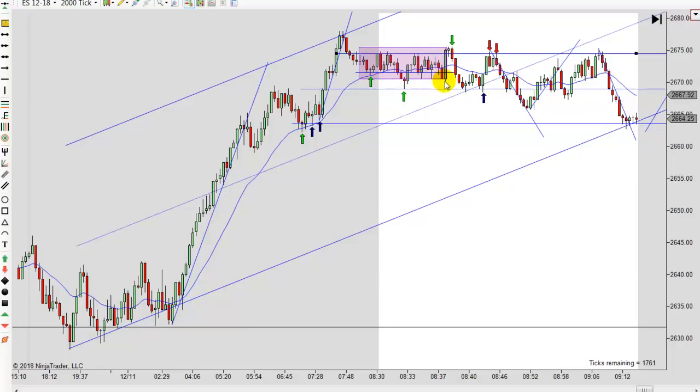And then you get another bounce here. That's a double test right there, but there's just not much room. And then you get a little failed break here, but then you got to go long right at the high, so you're better off to look for a short. This is a pretty good setup here.